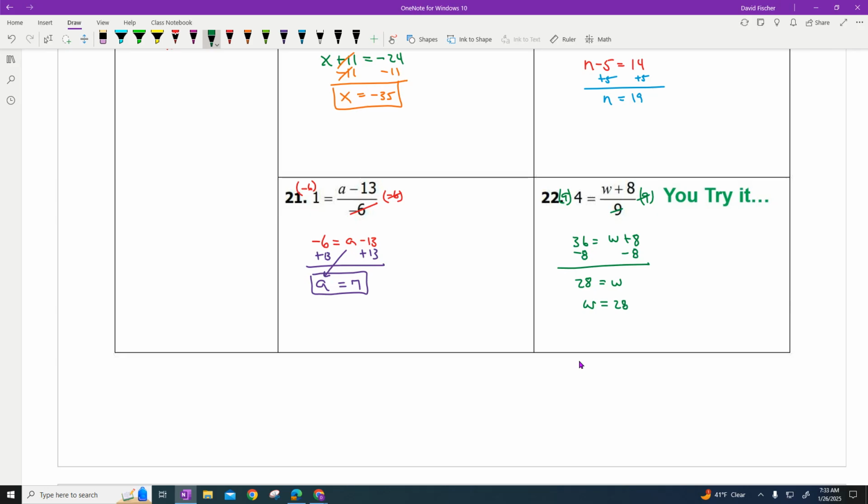Alright, so there we go. w equals 28. What that really means is I could put that 28 right there in that problem. If I did 28 plus 8, that's going to be 36, and if I take 36 and divide it by 9, that's going to be 4. So if you want to check your work, that would be a good skill to do. Usually they're pretty one-step, two-step problems.